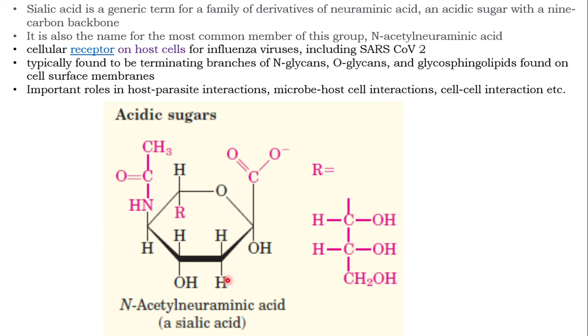And it is an acid because on carbon number 1, there is a carboxyl group here in the ring. And this is a derivative of neuraminic acid. And a 9 carbon backbone is there. And it is a receptor on the host cells for influenza viruses, including SARS-CoV-2. It is a receptor on the host cell in our body, on our target cells, on the membrane. We have this sialic acid.